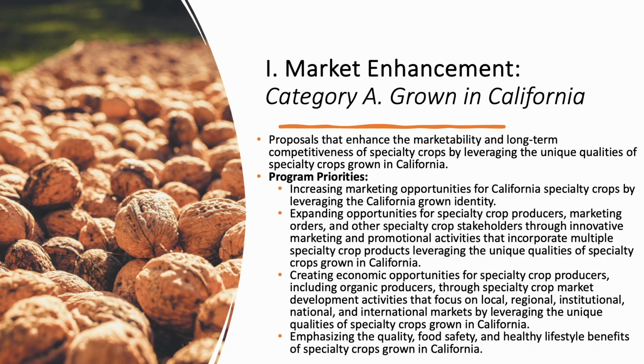Within the market enhancement funding area, there is only one funding category, Category A, which is called Grown in California. Proposals submitted to this category should enhance the marketability and long-term competitiveness of specialty crops by leveraging the unique qualities of specialty crops grown in California. In other words, they should highlight the unique qualities and characteristics of specialty crops because they are grown in California. There are 7 program priorities within this funding category, and this slide shows the first 4.